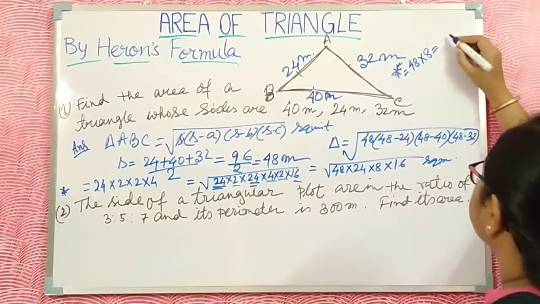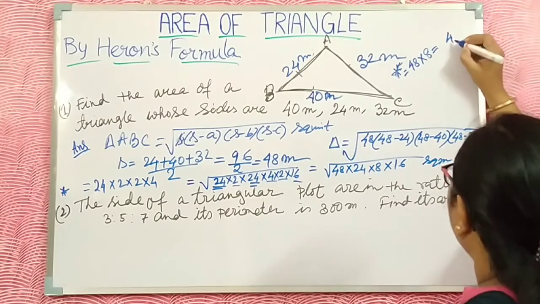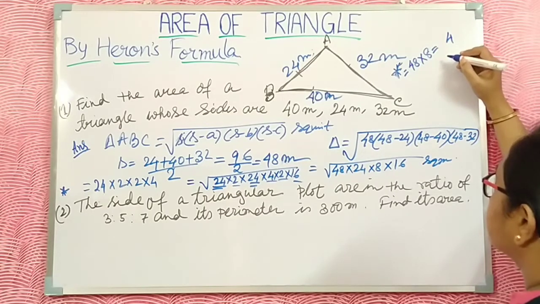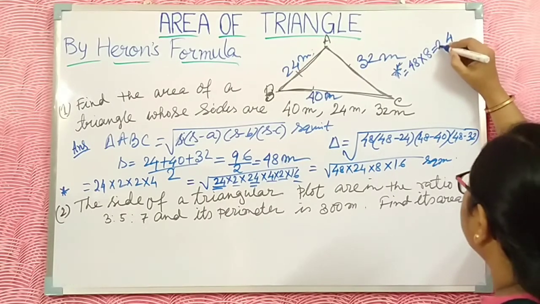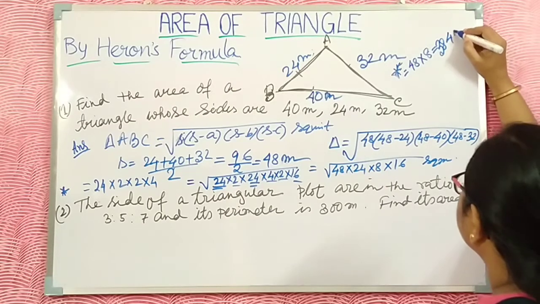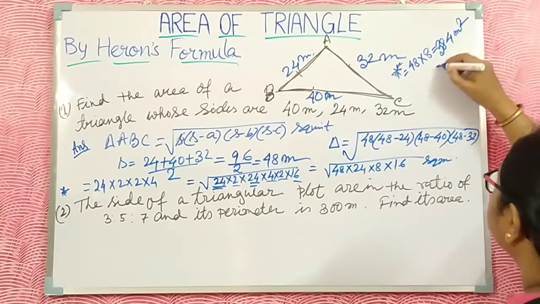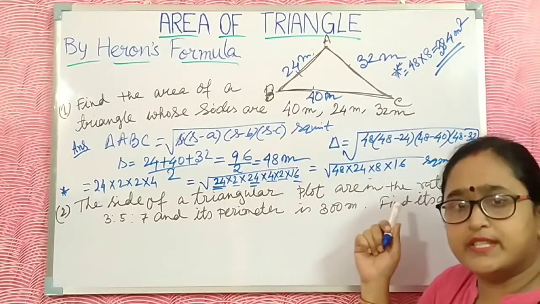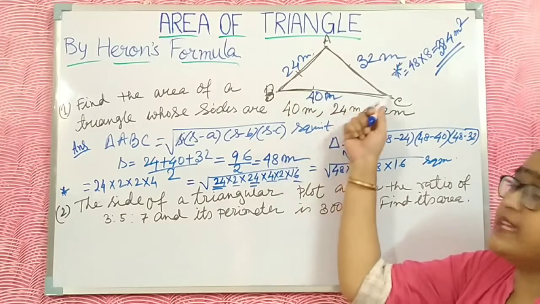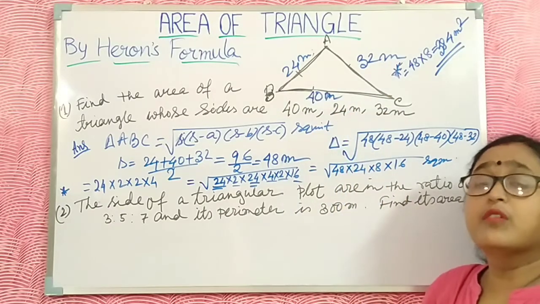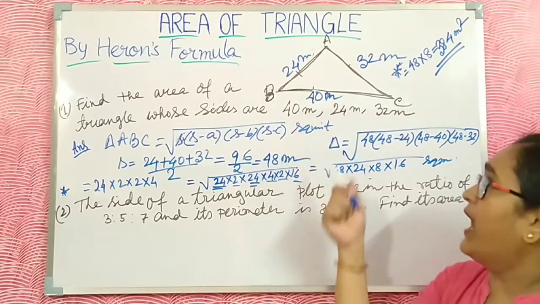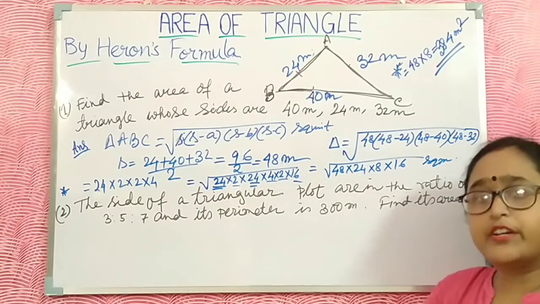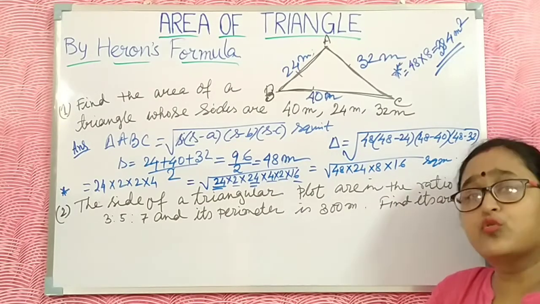Just multiply: 8 8s are 64, write 4 and carry 6; 8 4s are 32, 32 plus 6 is 38. So the result is 384 square meter, or you can write meter square. This is the area of the given triangle whose sides are 24 meter, 40 meter and 32 meter.